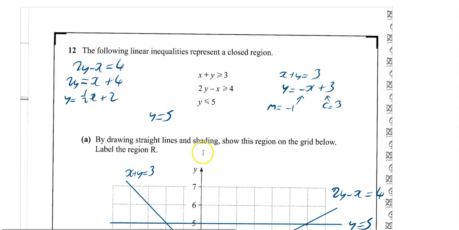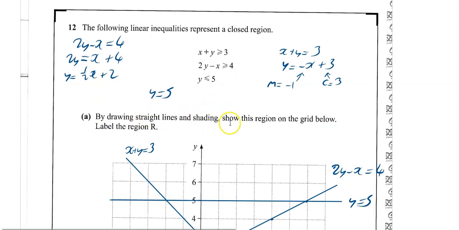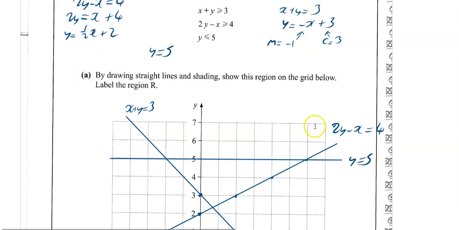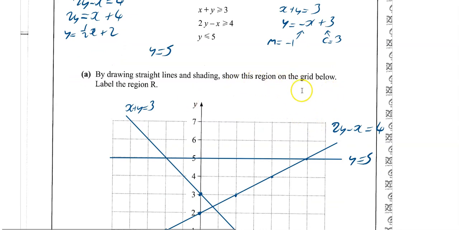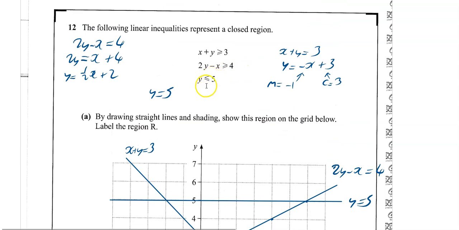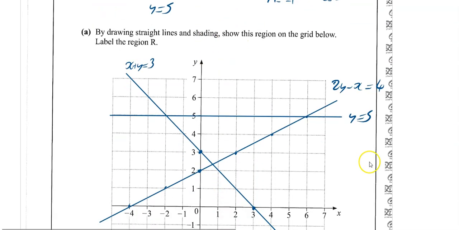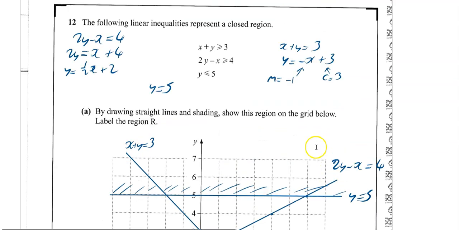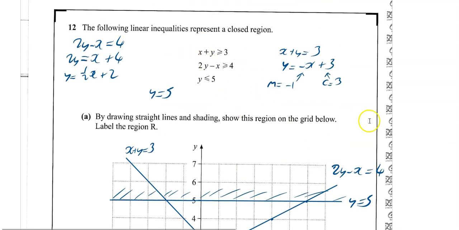The question then says, by drawing straight lines and shading, show the region on the grid below. So first of all, we'll do the easy one first. We've got y is less than or equal to 5. We want to shade the unwanted bit, so less than 5 is like this. And the wee trick for doing these to make life a lot easier is to make y the subject, and then you can easily see what way it's going to go.